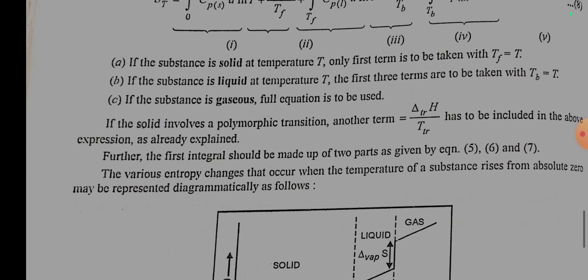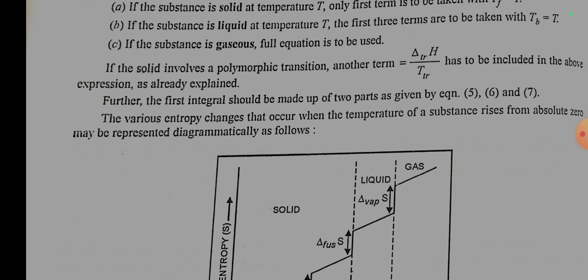If the substance is solid at temperature T, only the first term is to be taken with Tf equal to T. If the substance is liquid at temperature T, the first three terms are to be taken with Tb equal to T. If the substance is gaseous, the full equation is to be used. If the solid involves a polymorphic transition, another term, delta HTR upon TTR, has to be included in the above expression as already explained. Further, the first integral should be made up of two parts as given by the equation.